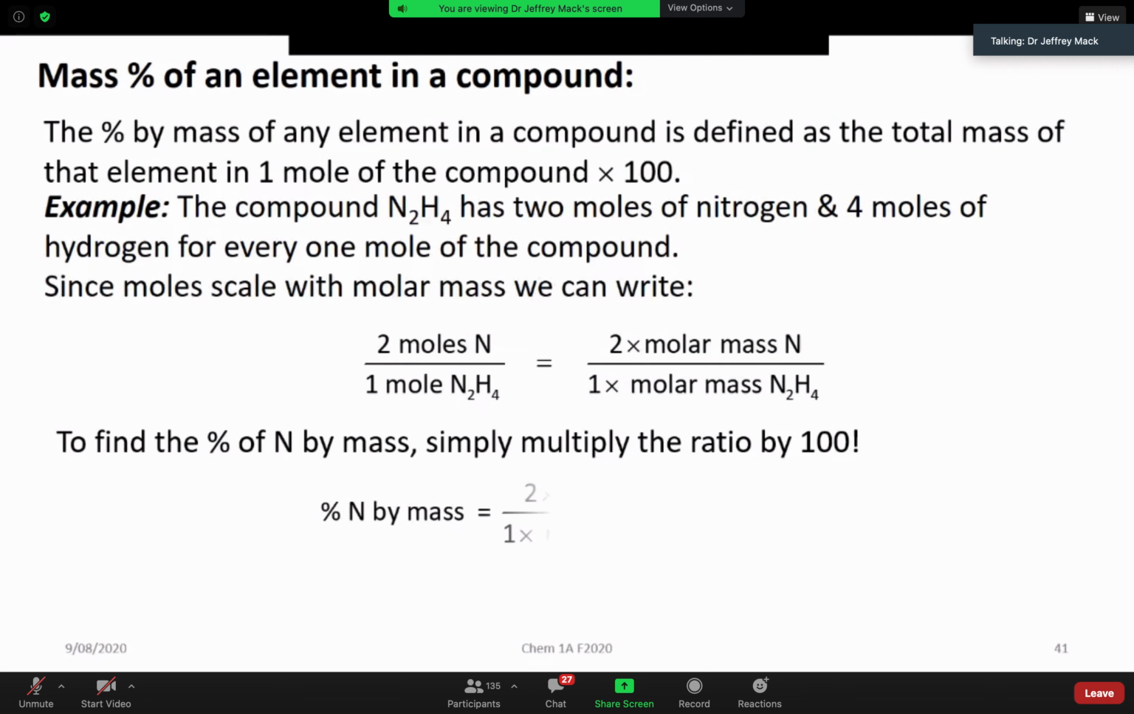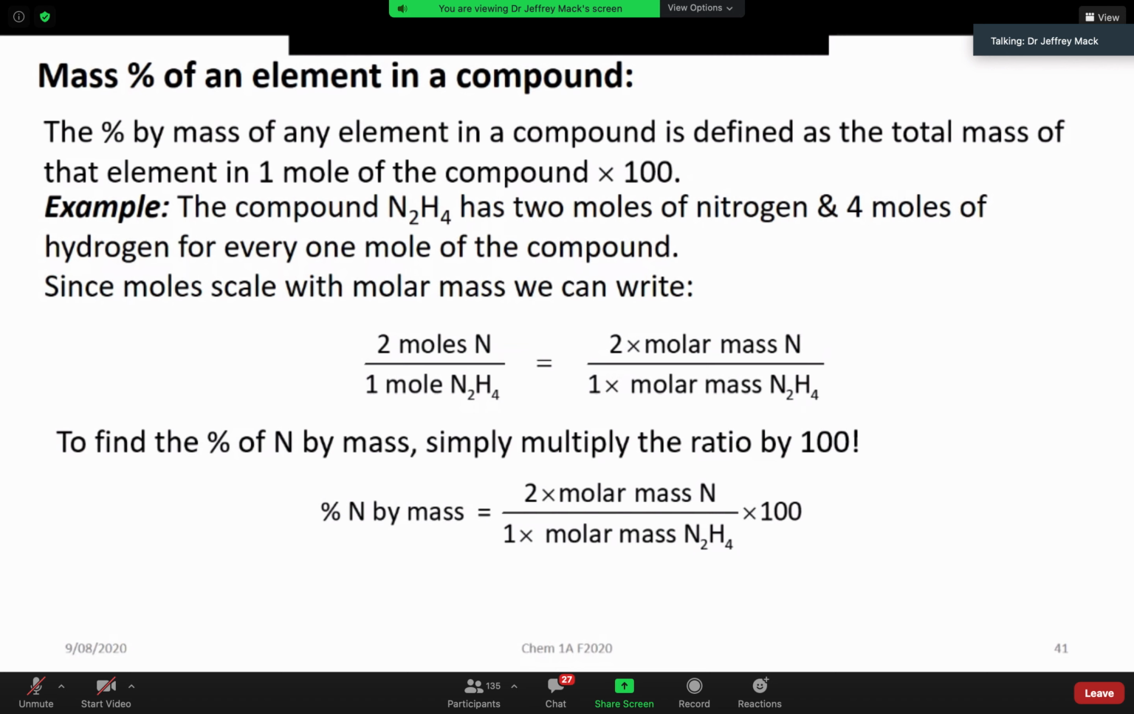So to figure out the mass percent of nitrogen in the compound, I would simply take 2 times the molar mass of a nitrogen atom, not a molecule, a nitrogen atom, 14.007. And then I would divide it by the molar mass of dinitrogen tetrahydride, right? And I'd calculate that, and then I'd multiply that number by 100, right?